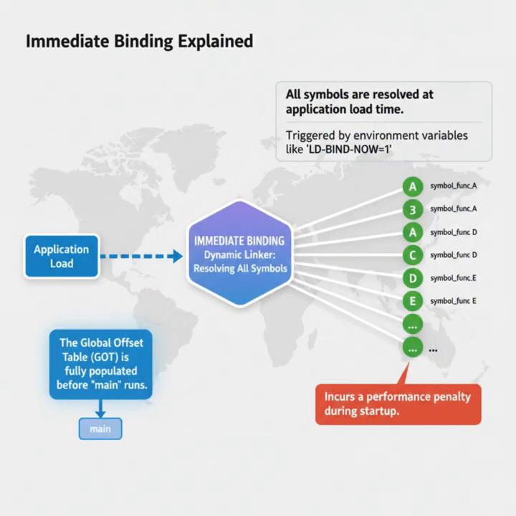Immediate binding, often enabled by setting the environment variable LD_BIND_NOW to a non-empty value, forces the dynamic linker to resolve all symbols at application load time. Before the program's main function is ever executed, the linker meticulously scans the executable and its dependencies, finds the address of every required external function and variable, and writes these addresses directly into the global offset table, or GOT. This creates an initial, one-time performance cost during startup. The primary benefit here is predictability. Once the application is running, there are no further delays associated with symbol resolution.